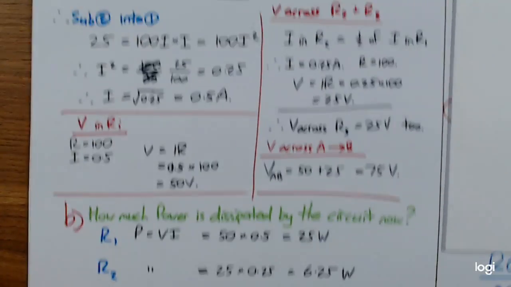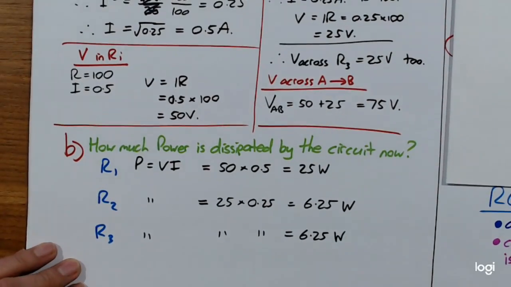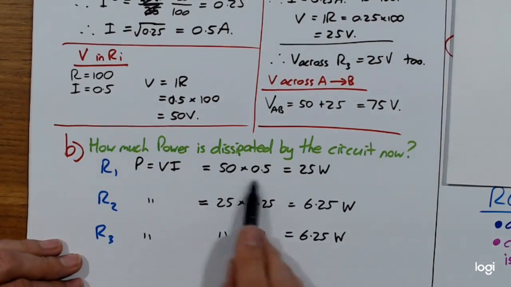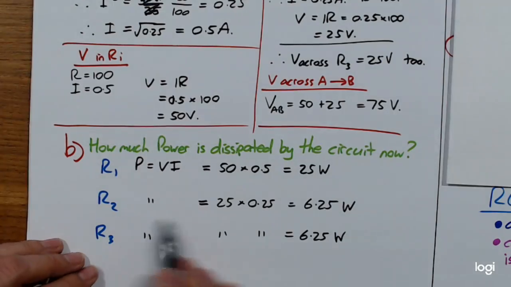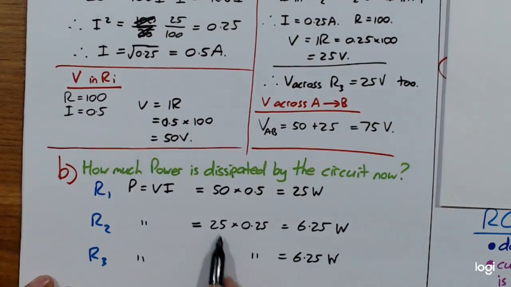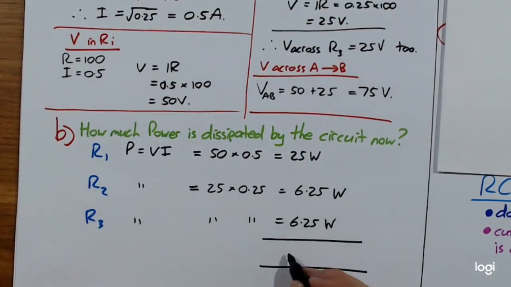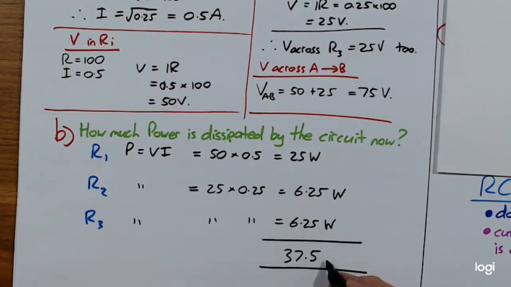Right, so having shown you that, I've just written this down here. VI for the first one, 50 times a half, 25. VI for the second and the third is the same for both: 25 volts, 1/4 of an amp, 6.25 watts. So the total is you just add up those three answers, and that comes to 37.5 watts. That's how to do question 17. That is one tricky question.